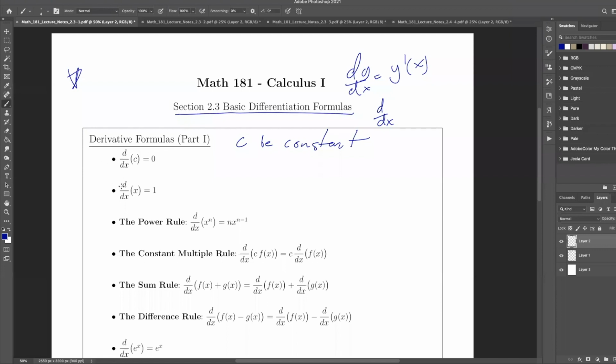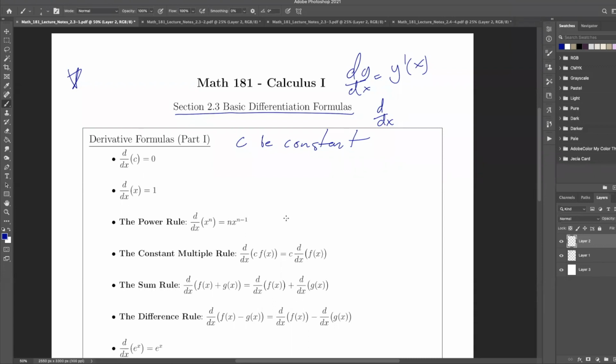So here it means if I took the derivative of a constant, I'm going to get 0. If I took the derivative of just the function x, I get 1. Here, if I take a derivative of any x to any power n, I'm going to get n, so whatever that power is, times x to the n minus 1.